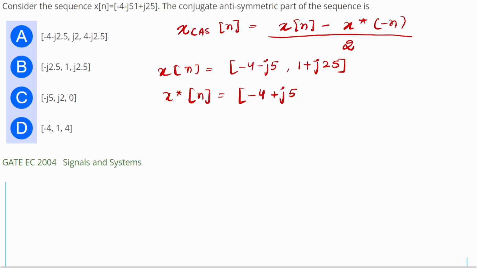I think there is something wrong with the series because it does not match the options. Let me check it. This is misprinted. So x[n] is equal to minus 4 minus j5, 1 plus j2, 4. This is what the given sequence is.